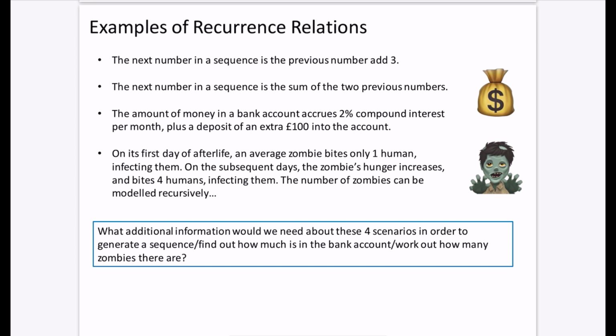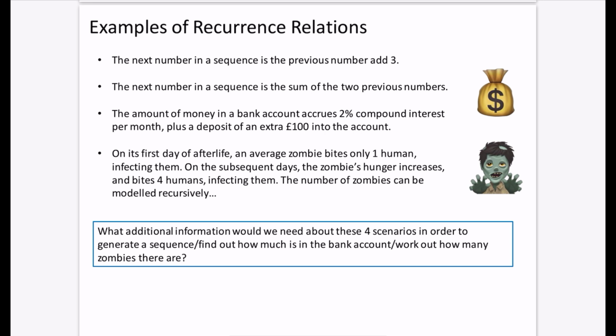You could also have things like this, that the amount of money in a bank account accrues 2% compound interest per month, plus a deposit of an extra £100 into the account. So the amount of money in the bank is related to the amount of money that is currently in the bank because it gets 2% compound interest, but then you're also adding in £100 extra into that bank account each month.